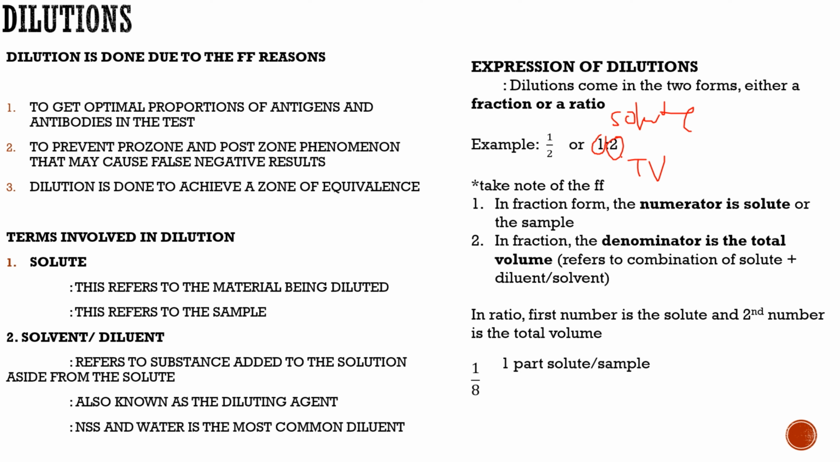So, one part solute or sample, and seven parts diluent or solvent. Did you get why it is seven parts? Again, just subtract from 8, the total volume, the solute. You get 7, or 7 ml diluent, or 7 parts diluent or solvent.